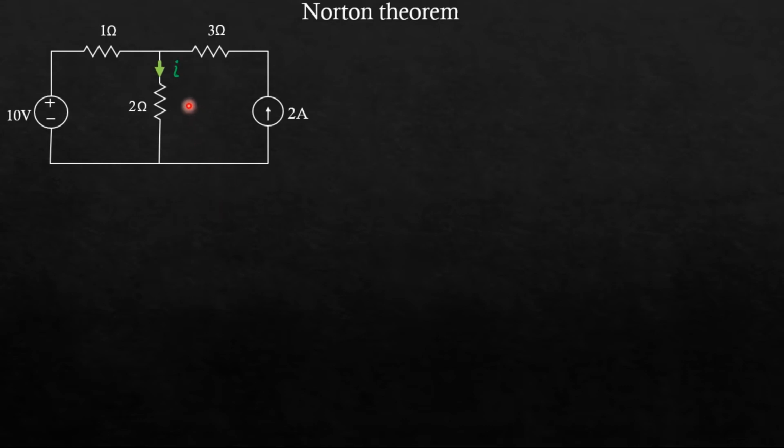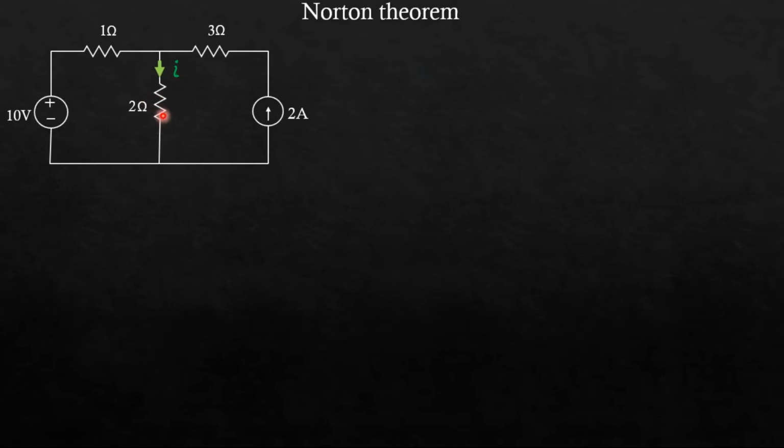Now we are required to find the current in this branch using Norton's theorem. For Norton's theorem, we need to calculate two things. First is Norton's current, or you can say short circuit current, and second is Norton's resistance. For short circuit current, we will have to short circuit this load resistance.